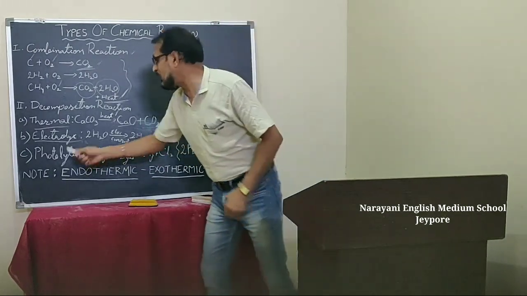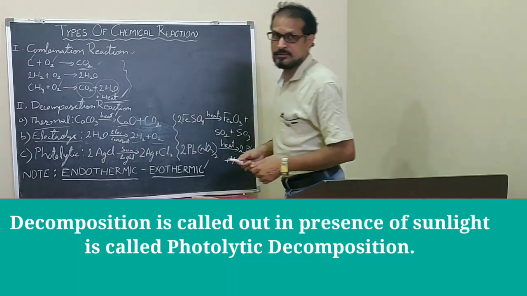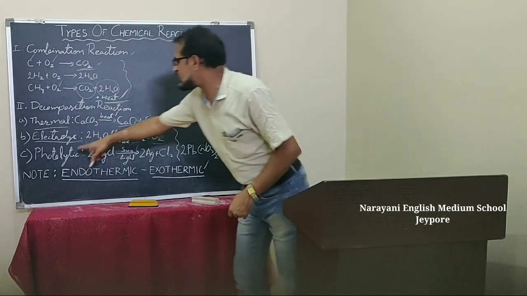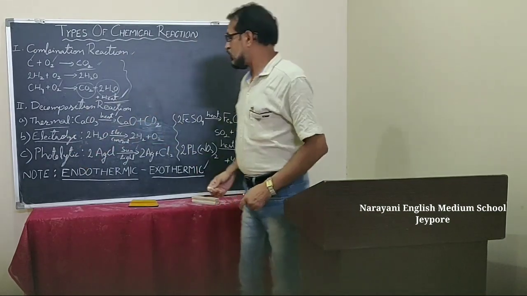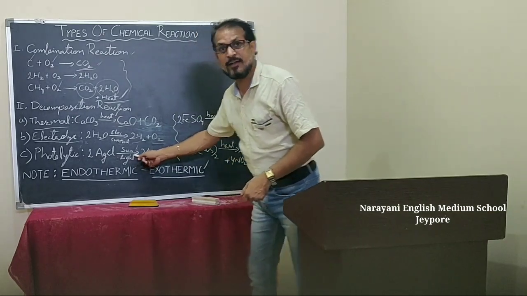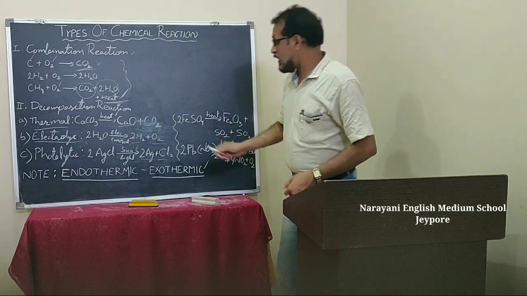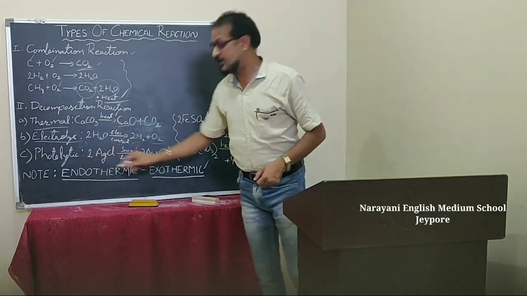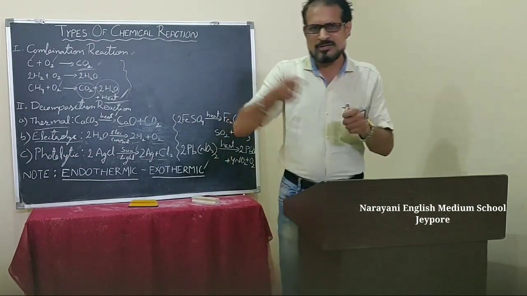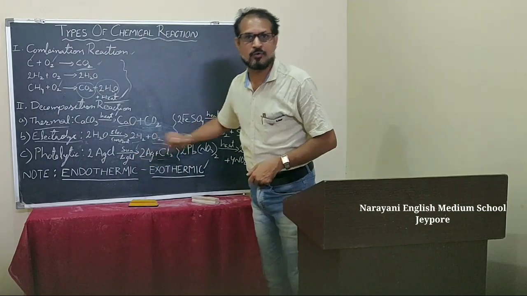Next, photolytic. Here again, silver chloride. When silver chloride gets sunlight, it is photolytic. When we put silver chloride into sunlight, it is divided into silver and chlorine. Let me tell you, this photolytic reaction of silver chloride is required in cameras used for instant photos.